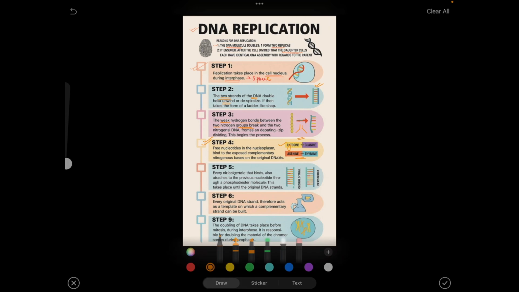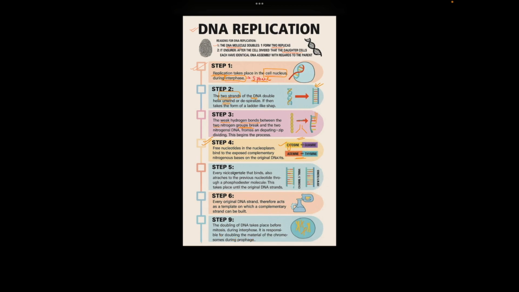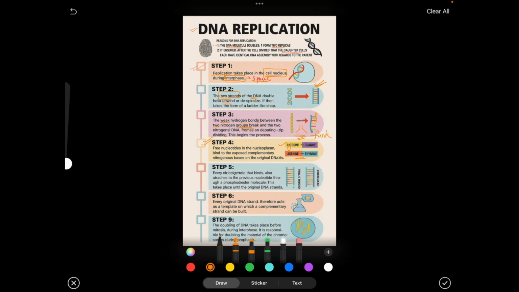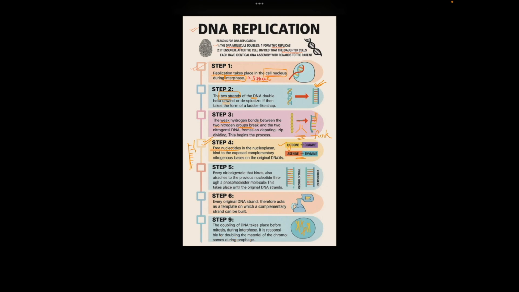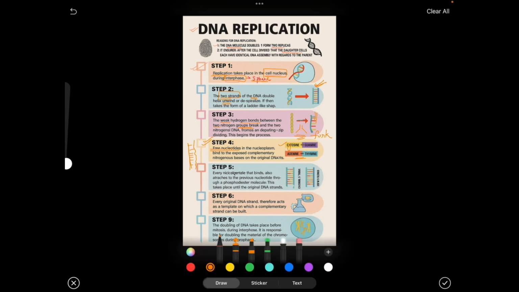So first, the replication has started inside the cell nucleus, during the interphase, during the S phase. Next, the two strands have unwound and the bonds between them have broken down. First they form a ladder-like structure, and then they form this fork, the replication fork, from where the replication will begin. Now the new free nucleotides are getting added based on the parent DNA strands. Complementary base pairs will be added like this, and new strands will be created. How? Based on this, cytosine will bind with guanine and adenine will bind with thymine.